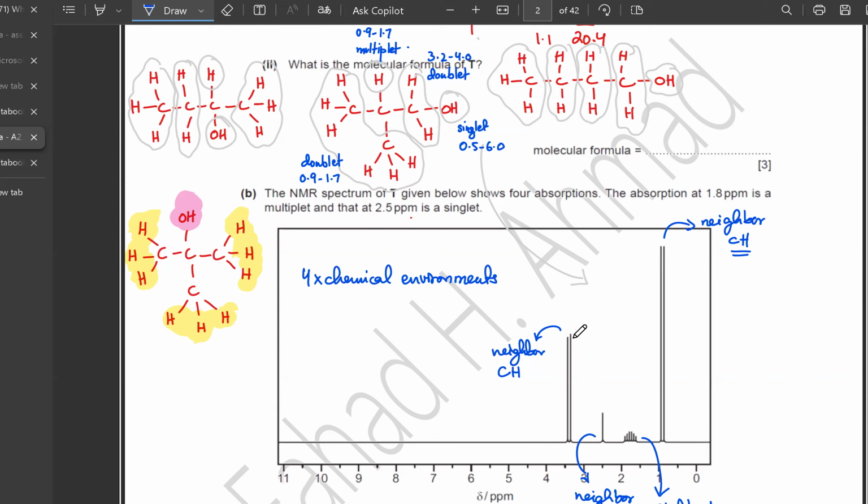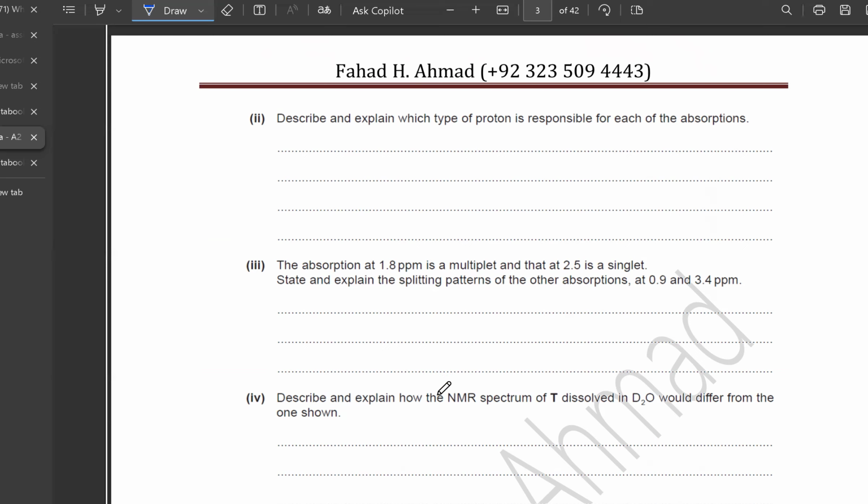Yes, sir. So that should be sufficient. So we did deduce the structure of T. Baki, we describe and explain which proton type is responsible for each of the absorptions. Why is 1.8 a multiplet and 2.5 a singlet? Say it and explain the splitting pattern. Describe and explain how the NMR splits.